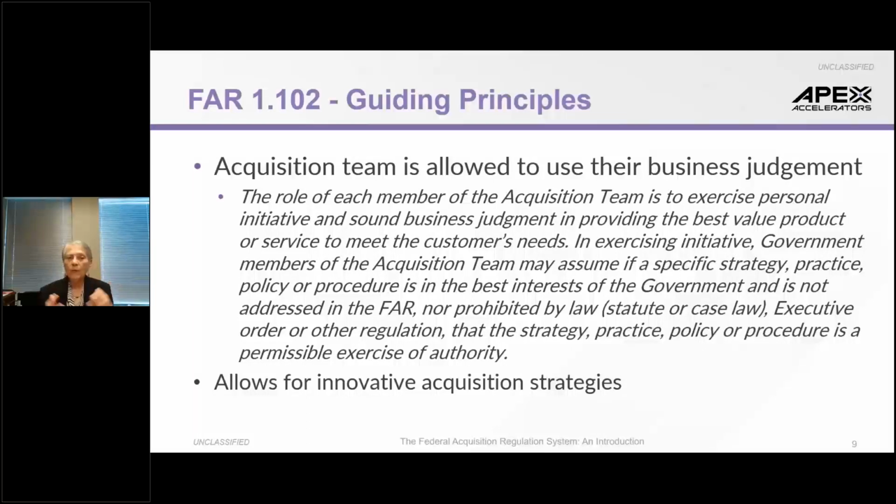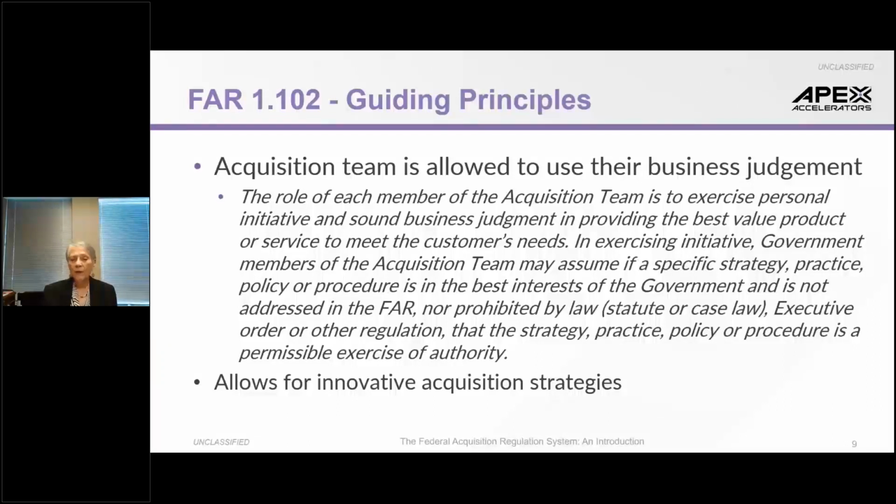The FAR actually within its own document states its guiding principles. And one of them I think is very important for us to understand is that the acquisition team is allowed to use their own business judgment. The FAR gives them instructions on many things, but not everything in the world that can come up is covered by a regulation or an instruction. And when there are no instructions for their specific situation, as long as they do not do something that is prohibited, they can use their business judgment to decide what is the best option to proceed with.